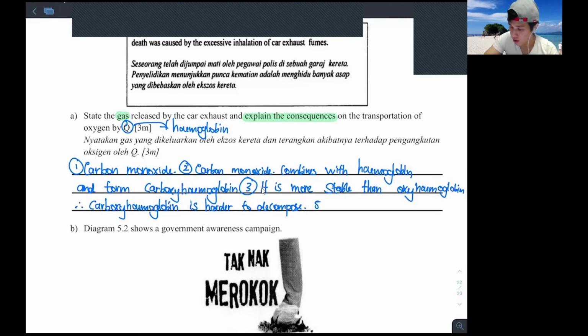Okay, last point, I give you more points here. Therefore, it reduces the transport of oxygen in the body, because it has used up all the hemoglobin already. It's like the guys took all the girls already. There are no more girls left for oxygen.